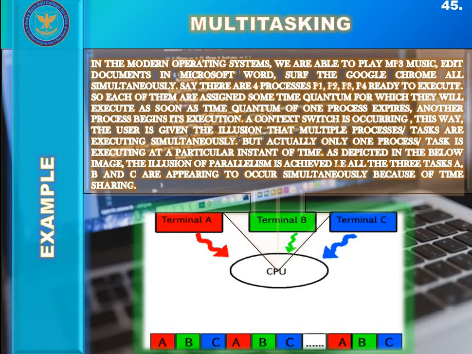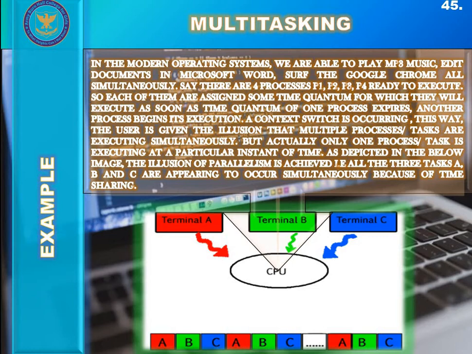Say there are 4 processes, P1, P2, P3 and P4. These 4 processes, P1 to P4, are ready to execute inside the RAM. Each of them is assigned some time quantum or time slice by the CPU for which these processes will execute. For example, the time quantum of one process is 5 nanoseconds. Likewise, some time quantums are allotted to all the processes.